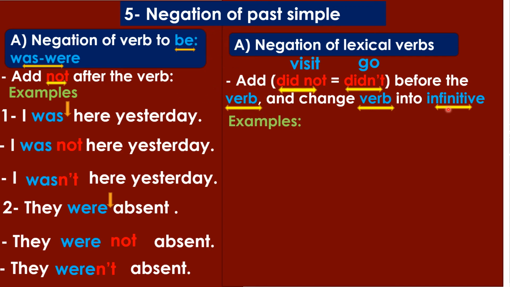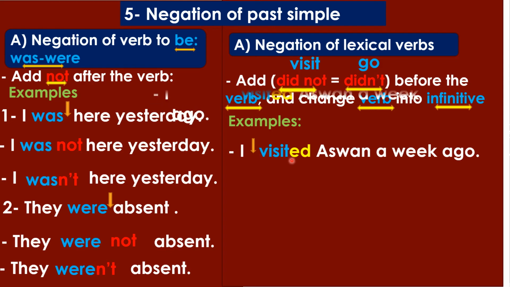Okay, so let's have a look at some examples. Look at this sentence. I visited Aswan a week ago. Here, of course, I visited Aswan a week ago. Visited is the regular verb and it's in the past. It contains ed. So have a look at what I'm going to do. I'm going to put did not or didn't before visited.